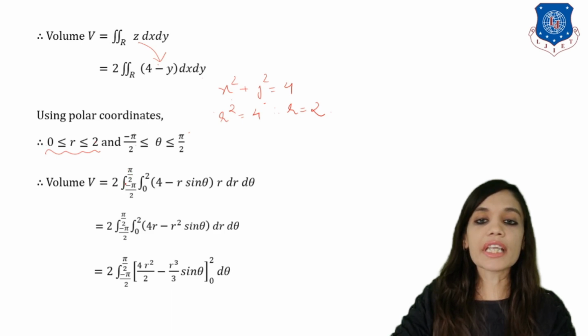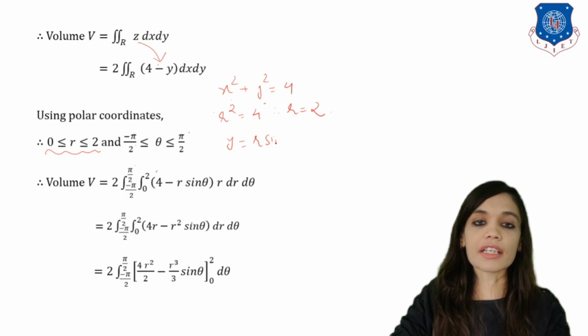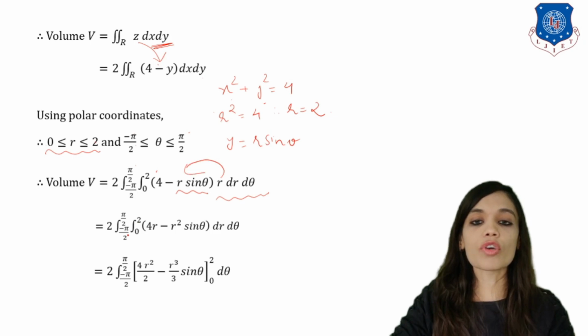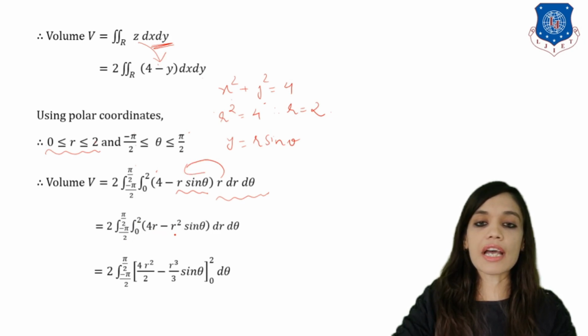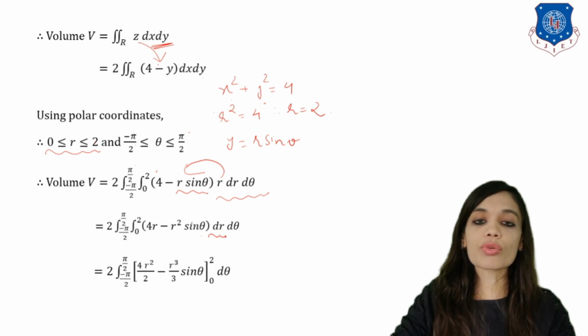So on putting the limits, our volume V will be equal to what? 2 times integration from minus pi by 2 to pi by 2, integration 0 to 2, 4 minus, put the value of y, that is r sin theta, right? So minus r sin theta, replace dx dy by what? r dr d theta, right? Now take this r inside, so what you will get? 4r minus r squared sin theta dr d theta, okay? So now we have to integrate this with respect to r first, keeping theta constant. So this sin theta will remain constant.